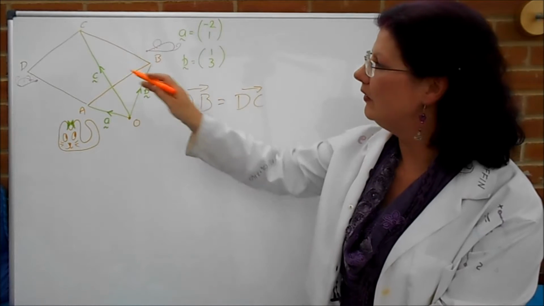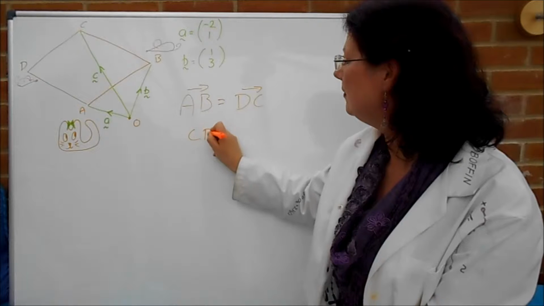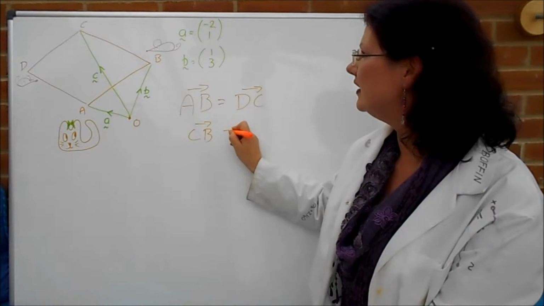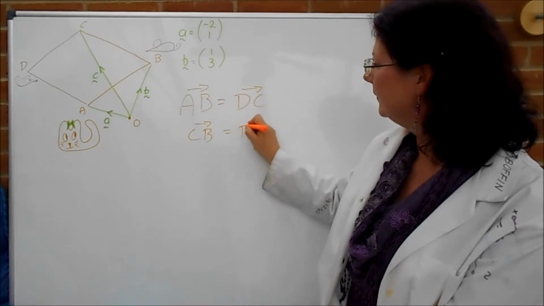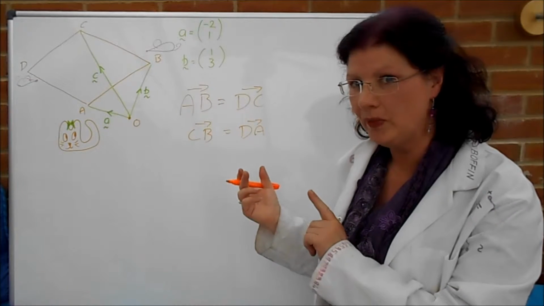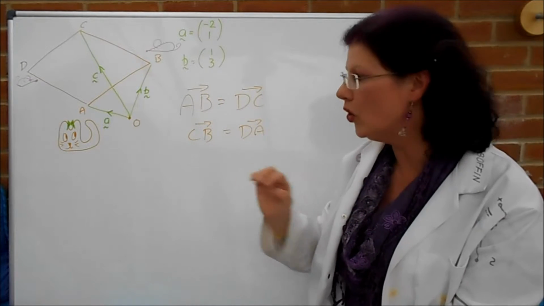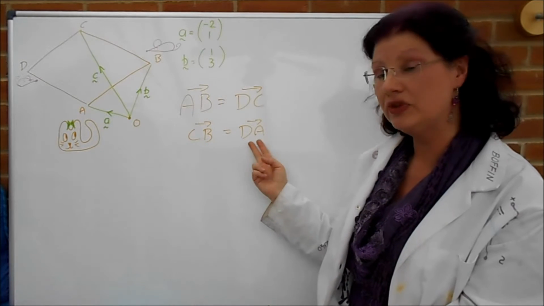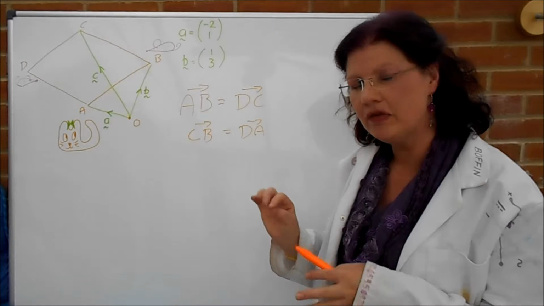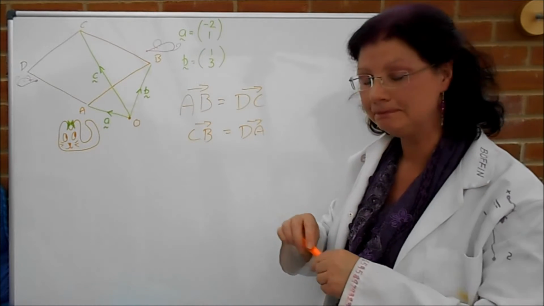The other pair of parallel vectors are on the other sides of the parallelogram, so you've got CB is equal to DA. Or you could have both of them the other way round. So you can say CB is equal to DA or BC is equal to AD. Either of those is correct, but if you turn around one, you must turn around the other. Okay, so that's part B.